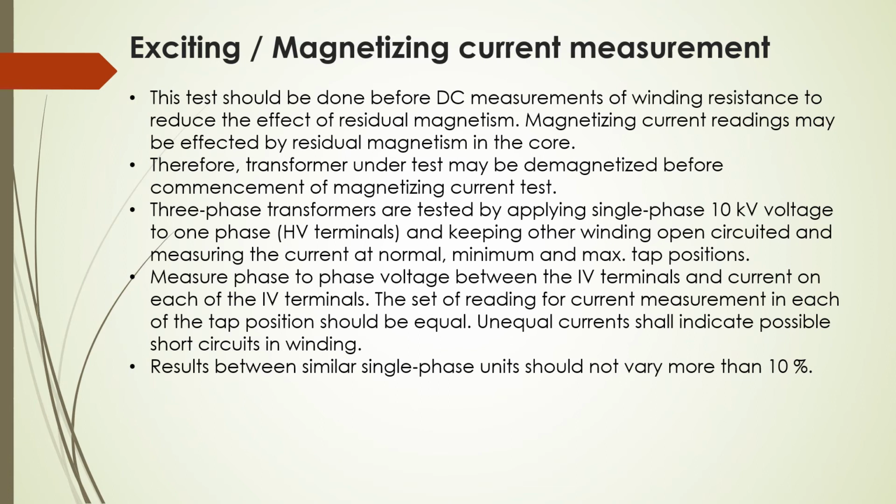Three-phase transformers are tested by applying single-phase 10 kV voltage to one phase on the HV terminals and keeping the other windings open circuited, and measuring the current at normal, minimum and max tap positions. Measure phase-to-phase voltage between the LV terminals and current on each of the LV terminals. The set of readings for the current measurement in each of the tap positions should be equal. Unequal current shall indicate possible short circuit in the winding. Results between similar single phase units should not vary more than 10%.